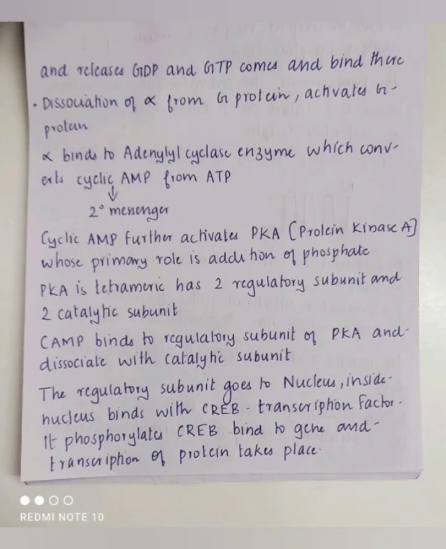Now the regulatory subunit goes to the nucleus. Inside the nucleus, it binds with CREB, which is the transcription factor. It phosphorylates CREB, which means it adds a phosphate group to CREB, and CREB binds to the gene, and transcription of protein thus takes place.